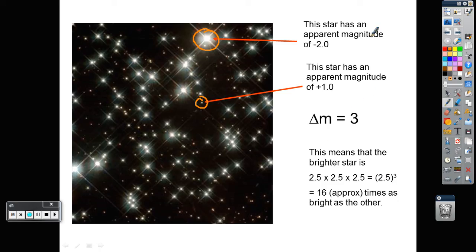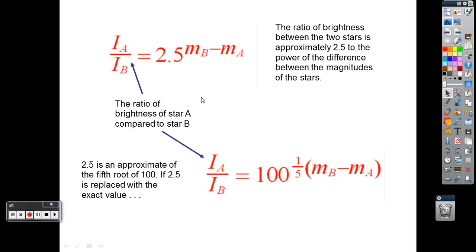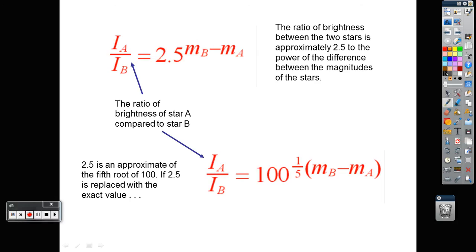It appears so because these are apparent magnitudes. For every one, it's 2.5 times as bright. Now we can use this formula here, which says the comparison of brightness, how many times brighter one is than the other, is 2.5 to the power of the difference. A few moments ago we had one star at 1.0 and the other at minus 2.